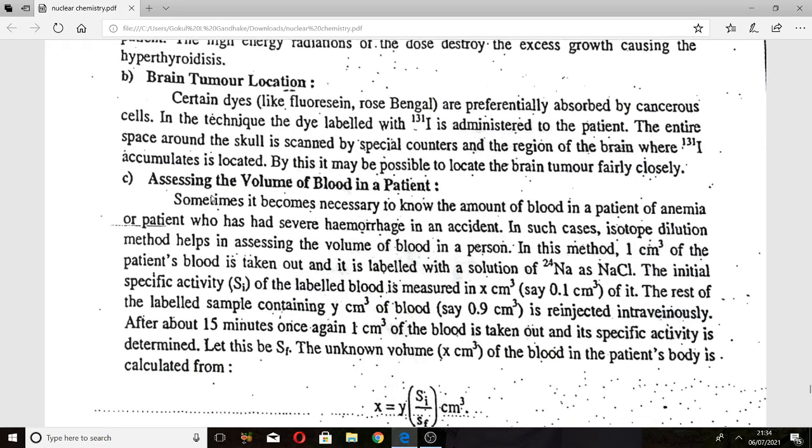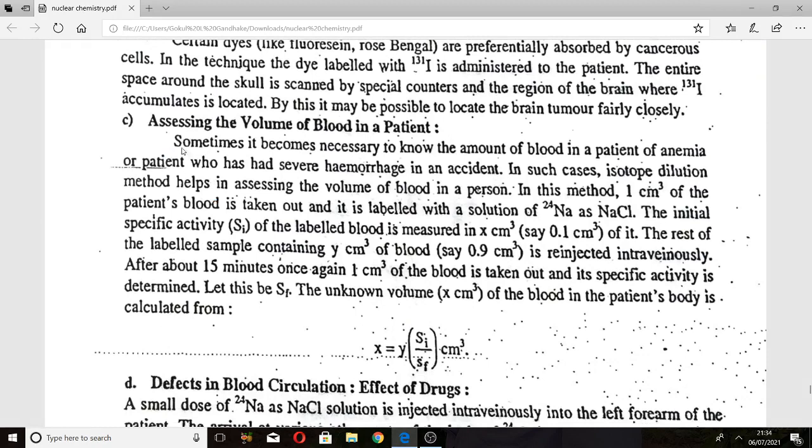Let me see the third medical application: assessing the volume of blood in the patient. How to assess the volume of blood in a patient? Sometimes it becomes necessary to know the amount of blood in a patient with anemia or a patient who has had severe hemorrhage in an accident. In such cases, the Stokes dilution method helps in assessing the volume of blood in the person.